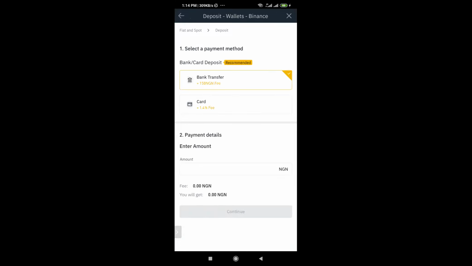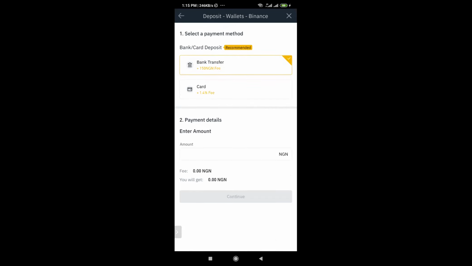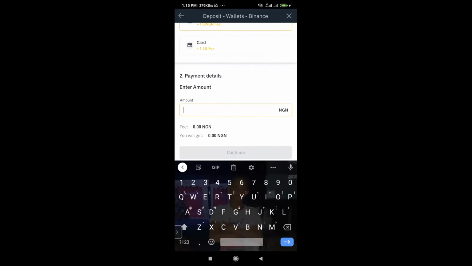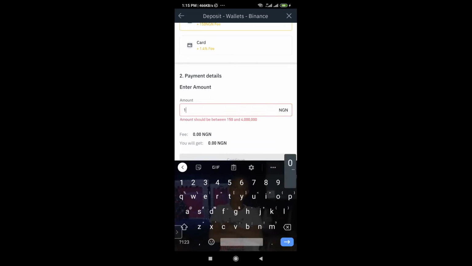I can decide to deposit naira here. Let's say I select payment method, and I want to deposit naira. I like doing bank transfers. I don't really do card. So bank transfer. Click on bank transfer, and then I increase the amount of naira I want to deposit. I can deposit as little as 1,000 naira.